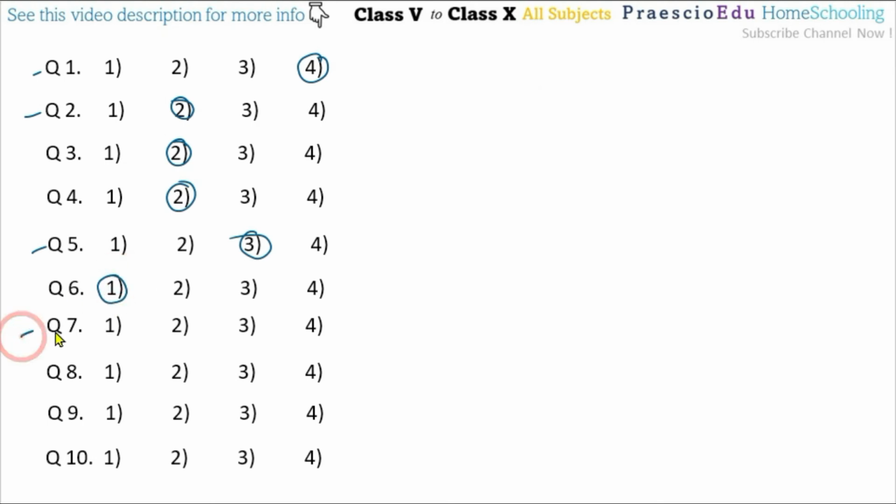Then question number 7: 10 pieces of rope are joined to make a single long rope. How many knots are required to make this long rope? Suppose this is rope 1, rope 2, 3, 4, 5, 6, 7, like this there are 10. So 1, 2 up to 10 ropes are there. Now they have to be joined. So how many knots are placed? Between 1 and 2 there is 1 knot. Between 2 and the third rope, that is another knot.